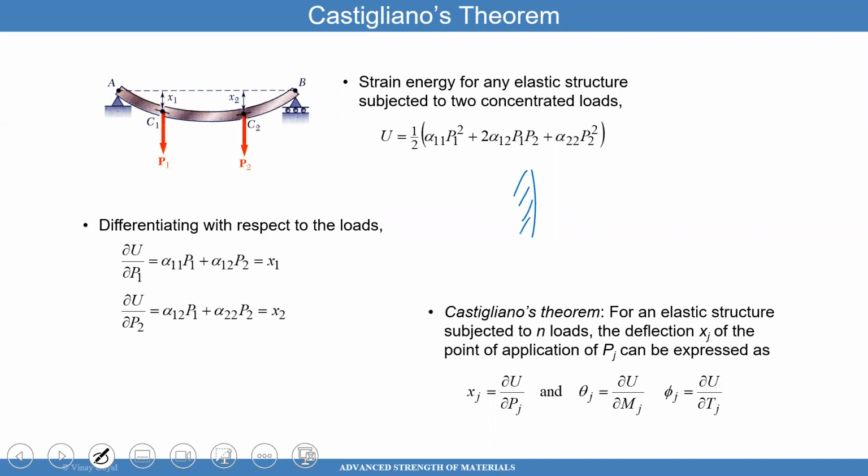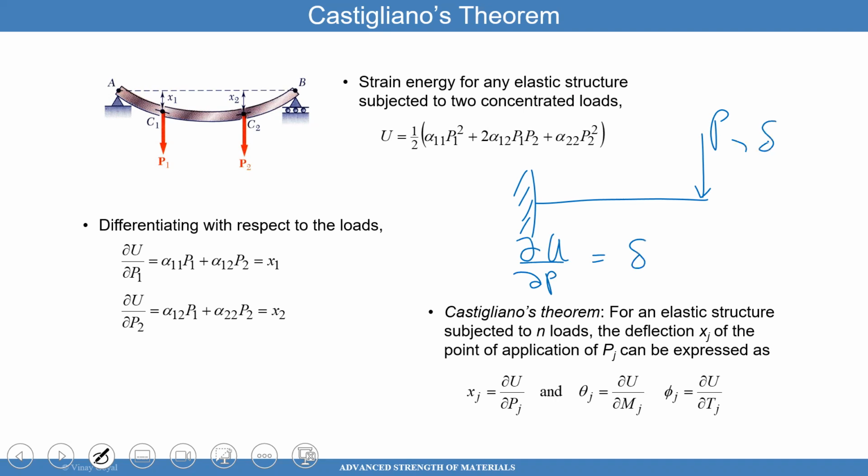Say I have a beam, and I have a load applied P. If I can calculate the energy of this beam under that load P, what I can do is calculate the energy as a function of P. If I take the partial with respect to the load P, you will get the deflection at that particular point.